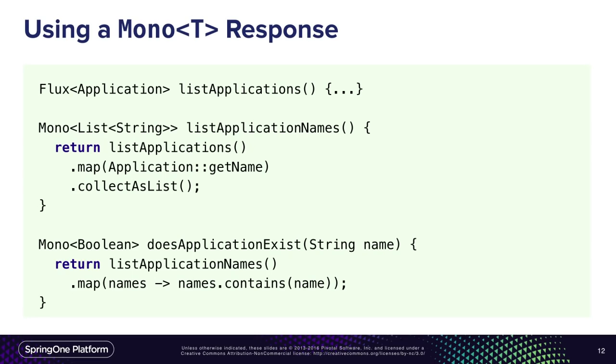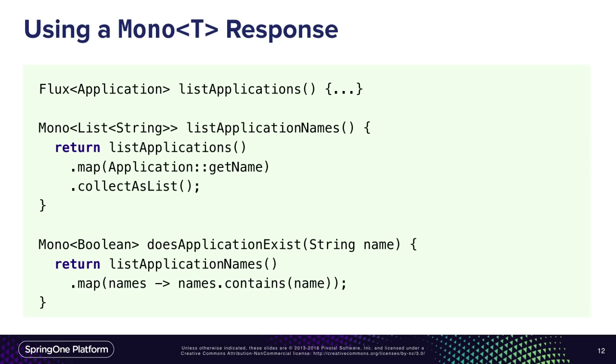The next one is Mono. And Mono is a bit different. As you can see in this case, we're listing the exact same number of applications. But because we don't want to be handed an arbitrary number of names, we might collect those into a list. And when we collect those into a list, it then becomes a Mono.